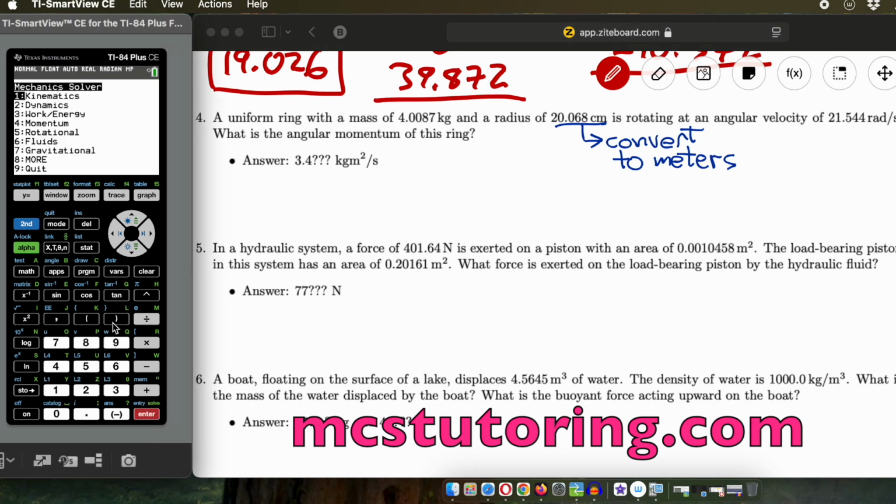Now, I have to quit. Actually, I don't have to quit this one. I can rerun it. Our uniform ring with a mass of 4.0087 kilograms and a radius of 20.068 centimeters is rotating at an angular velocity of 21.544 radians per second. What's the angular momentum of this ring? So, one thing to know, we have to do some conversion.